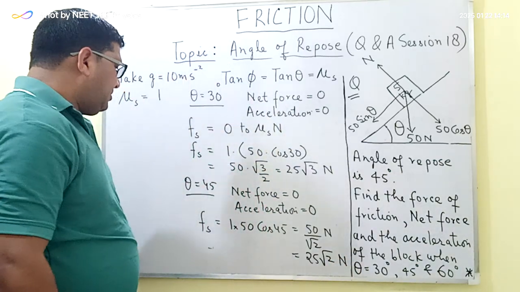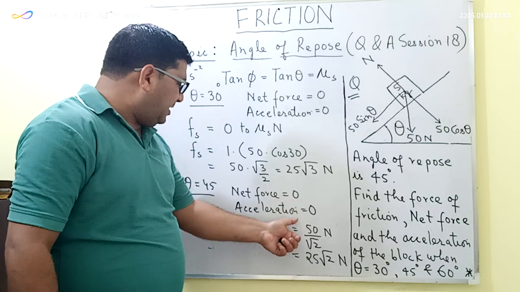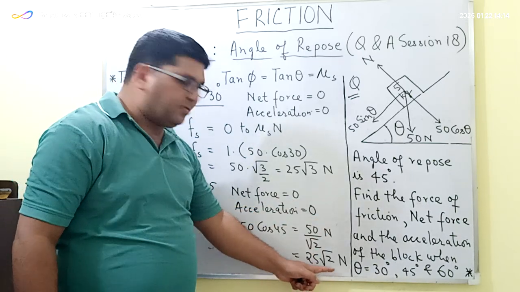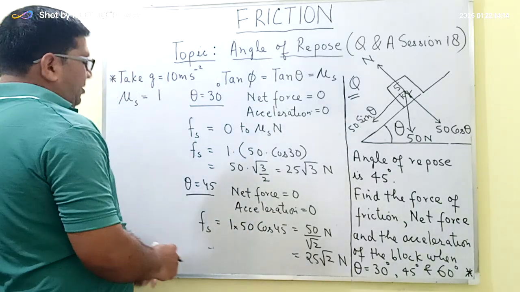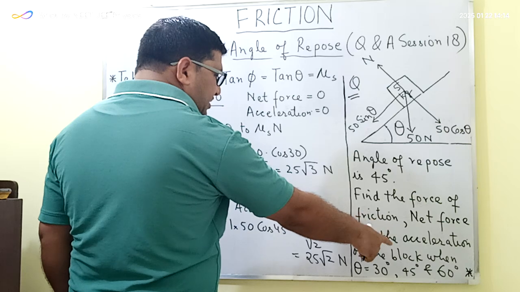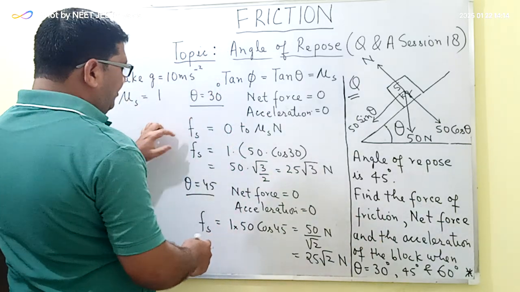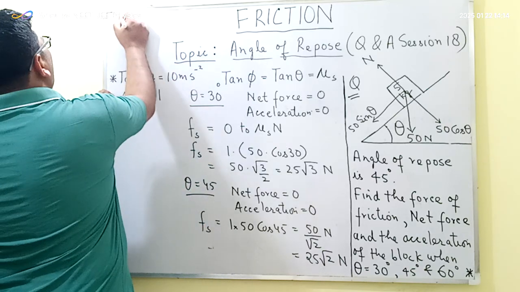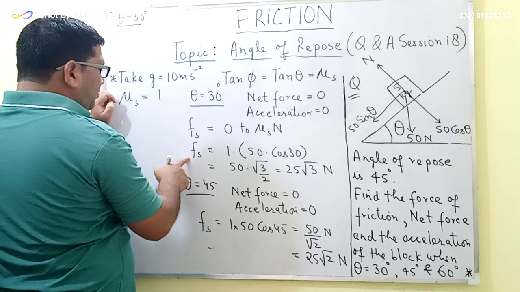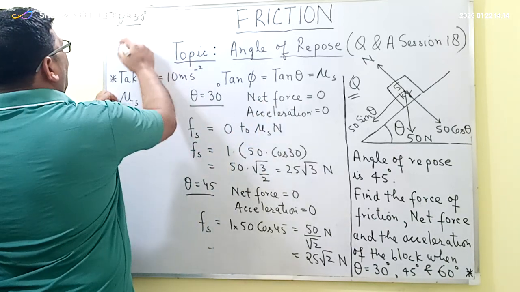So in the second case, when theta is equal to 45 degree, the net force is equal to 0, the acceleration is also equal to 0, and the force of friction will be equal to 25 root 2 newtons. Now we have to find the value of the net force, the acceleration and the force of friction when theta is equal to 60 degree. So first I will write the values of the force of friction, net force and acceleration when theta was equal to 30 degree on the top of this board.